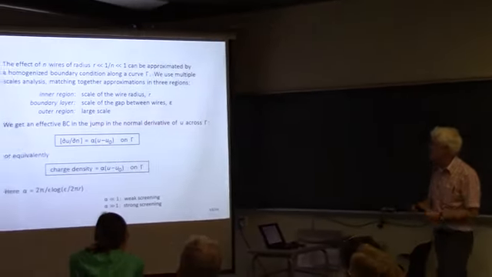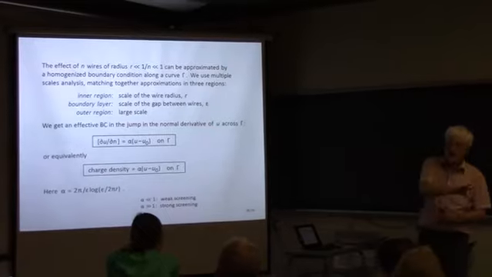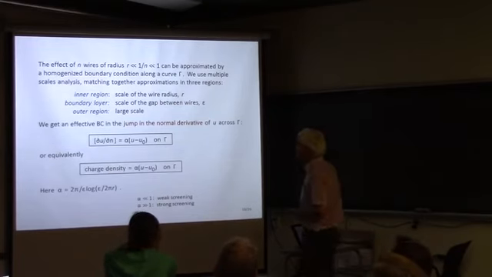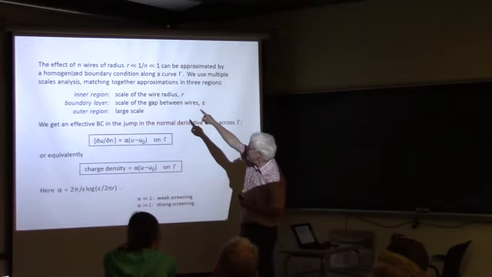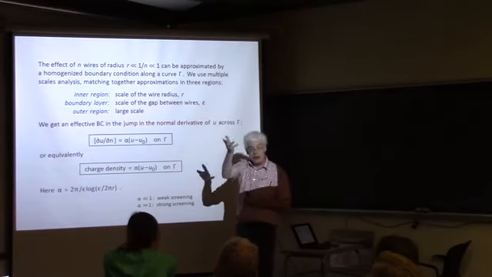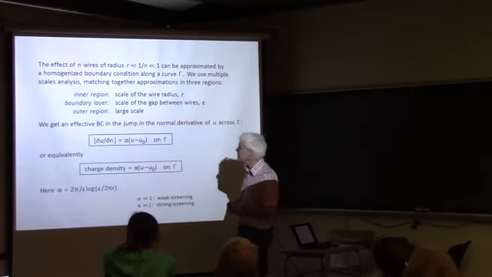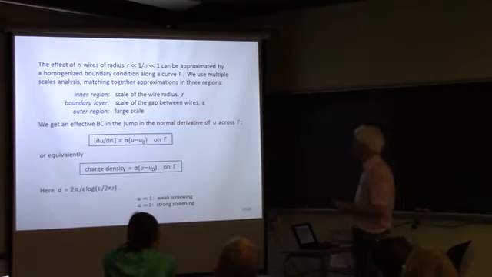So here's the answer that they found. And in the asymptotics business, it's never rigorous. So there's no theorem here. But I'll show you with the experiments how true it really is. So they figured that if you're away from the wires, it's clearly a smooth field. There must be some homogenized version of the boundary condition that gives essentially the right answer.